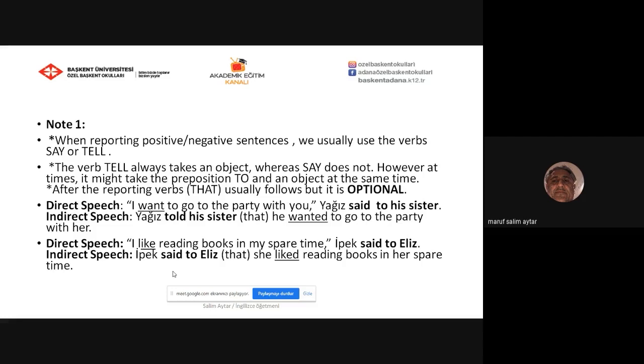Let's have a look at two more given examples. I want to go to the party with you, Yaz said to his sister. After said, the object is given here. So when reporting this, we say Yaz told his sister that he wanted to go to the party. I like reading books in my spare time, İpek said to Alice. This is possible too, but it is not as common as tell. I need to remind you of that.